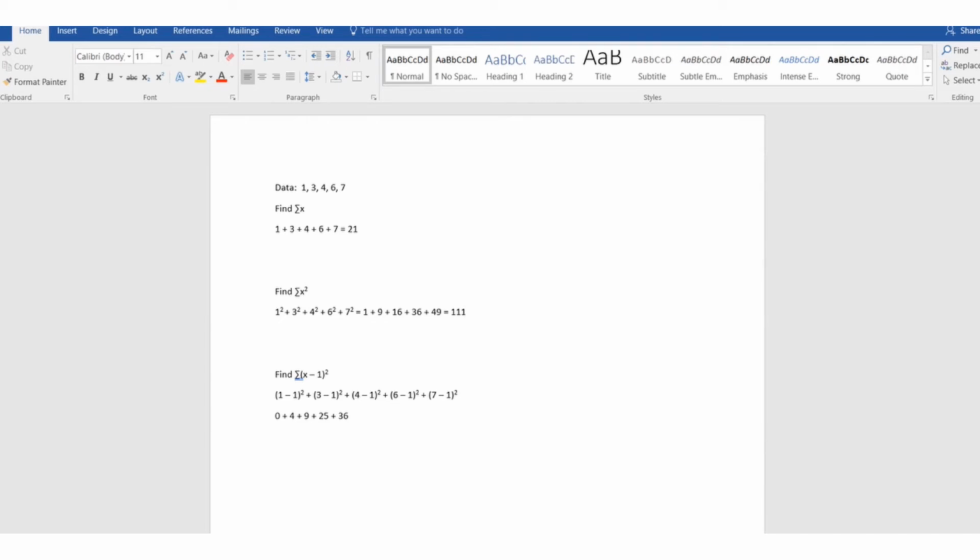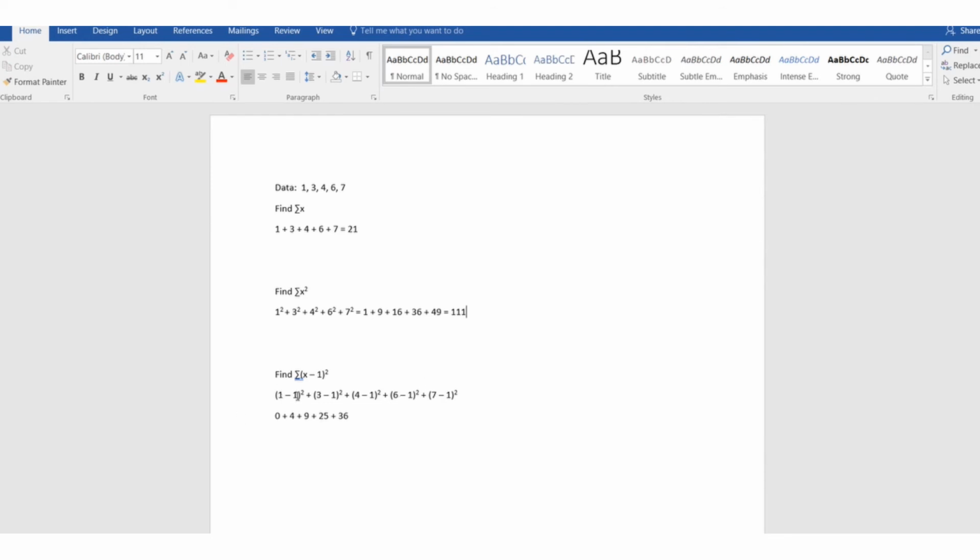All right, now our last one is saying add up each piece of data with 1 subtracted from it and then squared. Okay, so you can think of this as filling in each piece of data where that x is. So notice I put the 1 in where the x is, 1 minus 1 squared. And then I put the 3 in where the x is, 3 minus 1 squared. And then I put the 4 in where the x was, and the 6 in where the x was, and the 7 in where the x was.